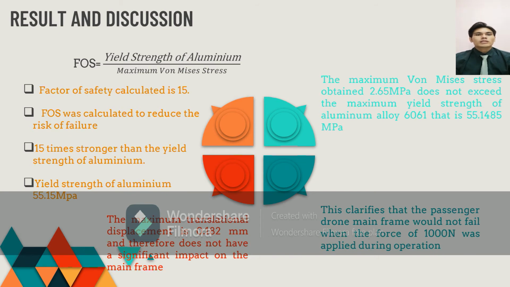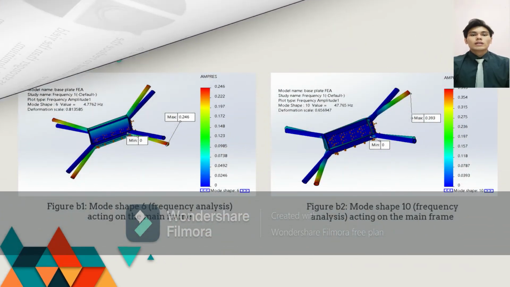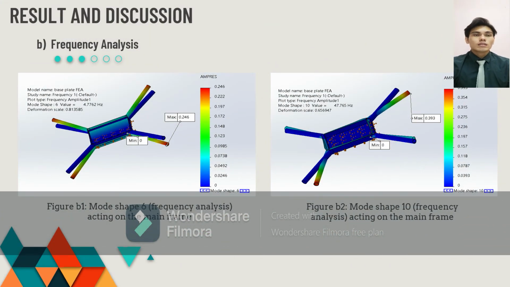Lastly, the maximum translation displacement is 0.182 mm, and therefore it does not have a significant impact on the mainframe. On the next part is frequency analysis. Both figure B1 and figure B2 show the result obtained from SolidWorks. Figure B1 shows the dynamic behavior on mode 6 acting on the mainframe.